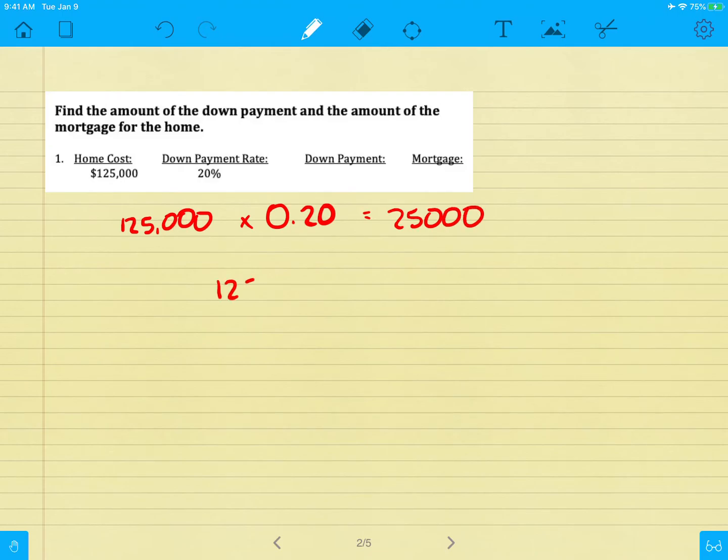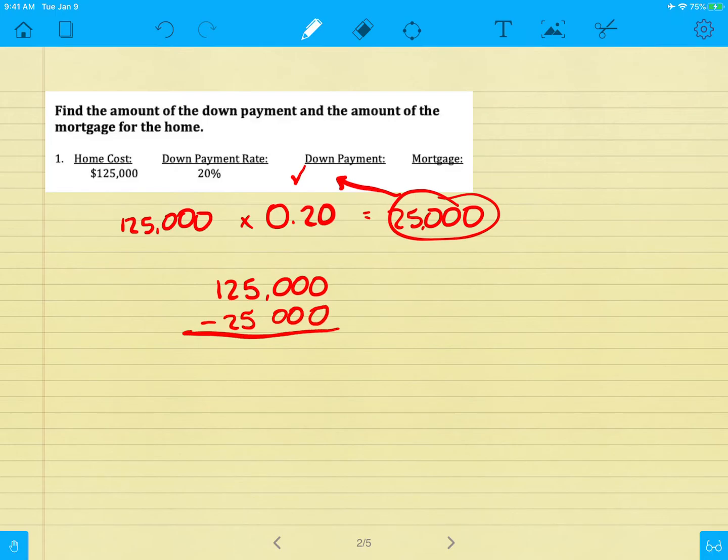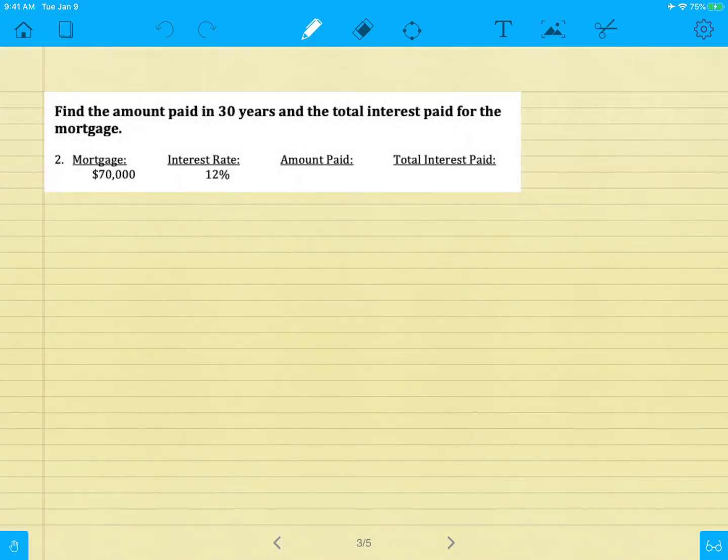And so if you take 125,000, again, this part answered this part right here. That's the first question. What was your down payment? It was 25 grand. The mortgage you're going to have to borrow is when you take out the down payment off the home, you're left with a $100,000 mortgage. All right. So, that was question 1 and 2. Let's move on to question number 3 out on the Google form.